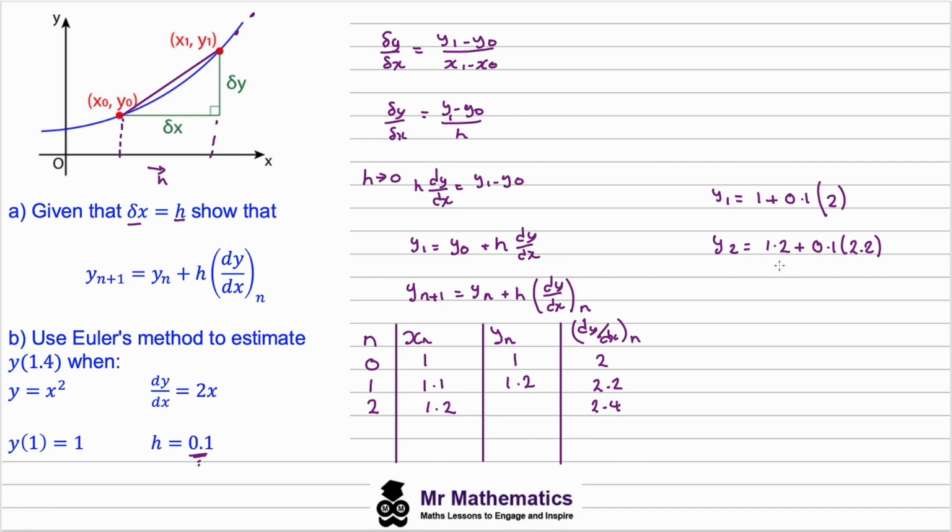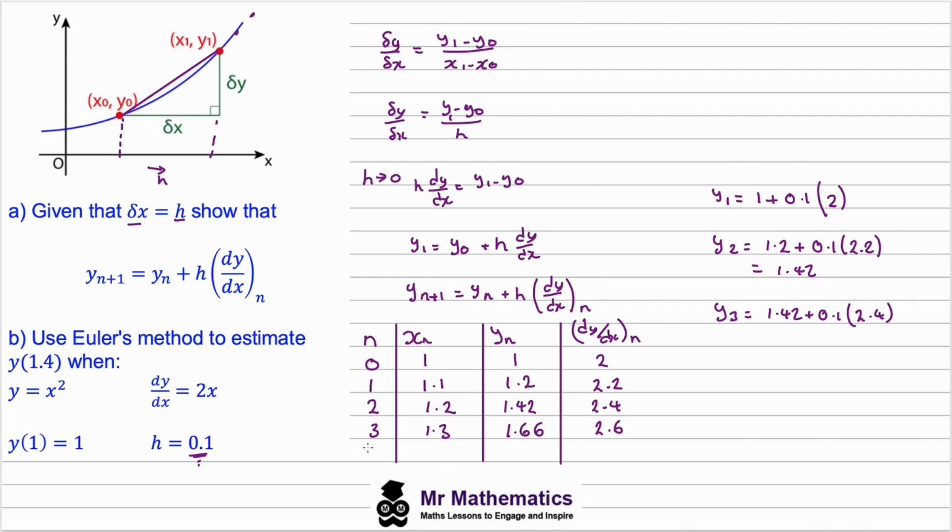We can work this out and we get 1.42. So this will be our y2, 1.42. And for our third iteration, when x is 1.3, we can work out dy by dx. We'll substitute 1.3 into here. We'll get 2.6. So y3 will be the previous y value, 1.42, plus the 0.1 times the previous gradient of 2.4. We can work this out and we get 1.66.